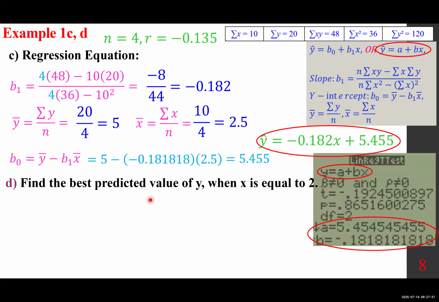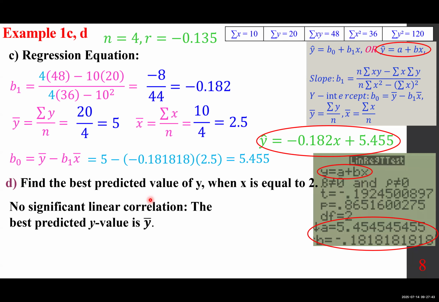Find the best predicted value of y when x is equal to 2. So here's the general idea. We found that there is no significant linear correlation. Therefore, the best predicted y value is y bar. If there is a significant linear correlation, you plug in 2 into this formula. But since we found there is none, and the reason was R was negative 0.135, right? So we use y bar. Y bar is calculated to be 5. So that would be the best predicted y value when x is 2.